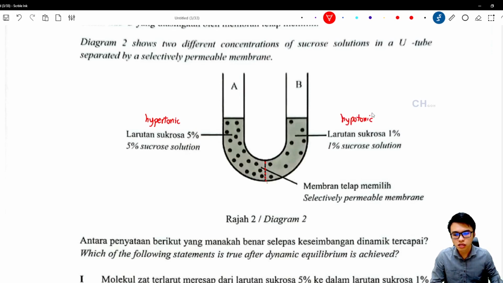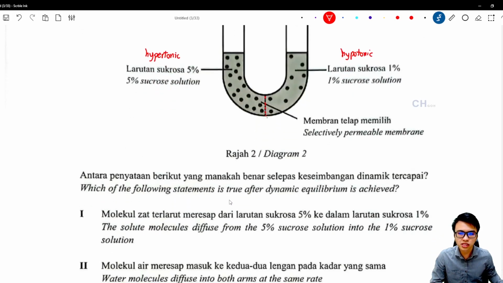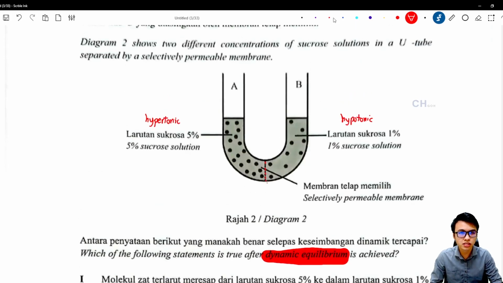Okay, let's look at the question. Which of the following statements is true after dynamic equilibrium is achieved? The keyword here is dynamic equilibrium. So dynamic equilibrium means the two solutions, you put them together, the water is going to diffuse from one side to another side until the rate of diffusion is the same in the two liquids.